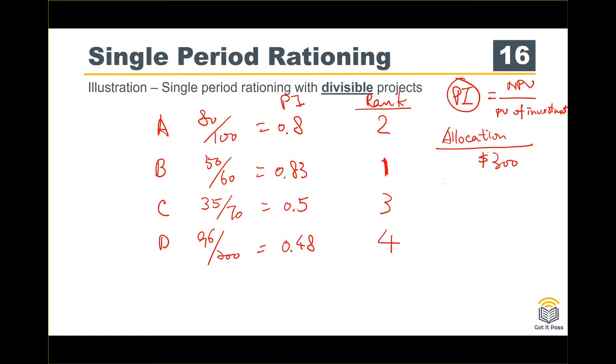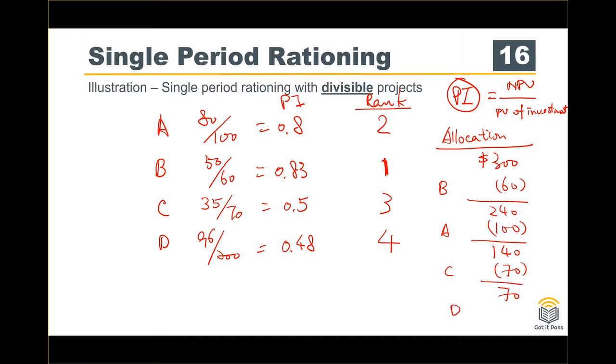Okay, we have project B asking you to have $60, and then the balance is 240. Project A, 100, balance is 140, and project C, 70. Balance is 70, and then project D.